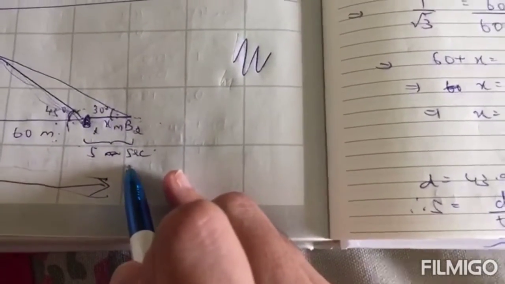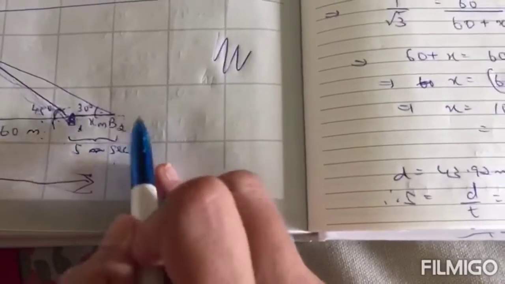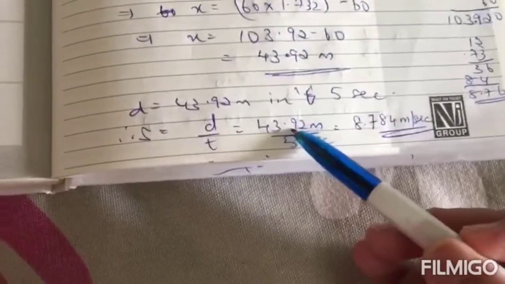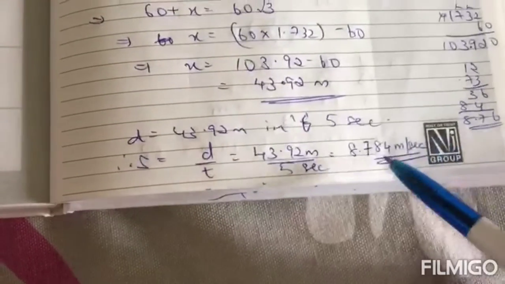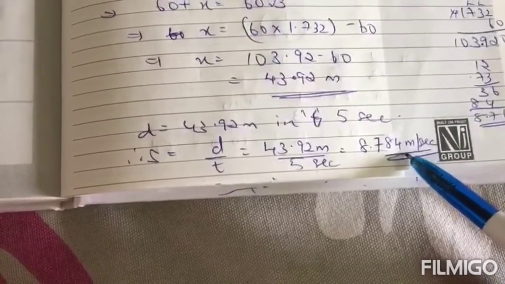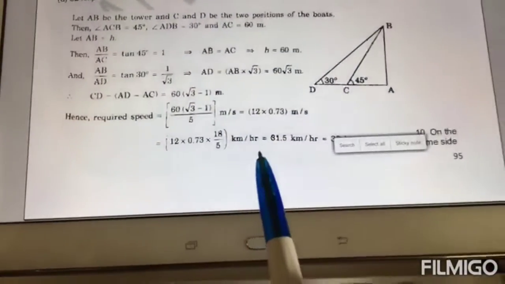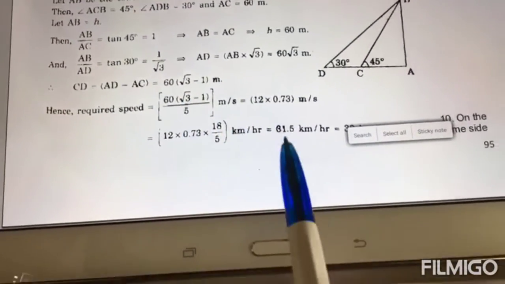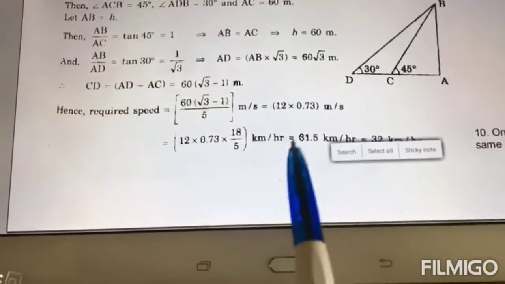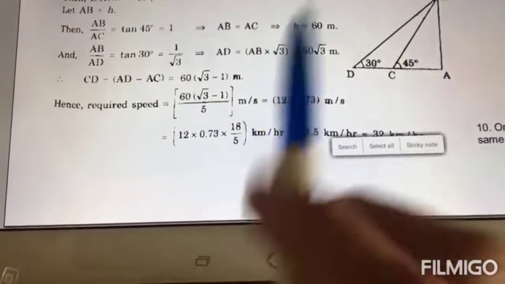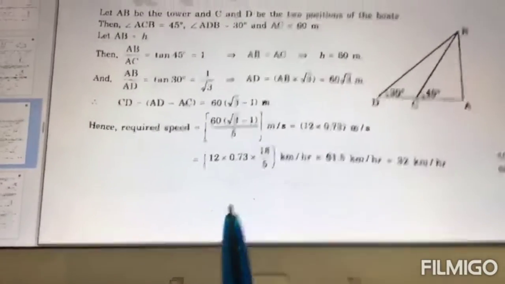So what is the speed of the boat? It is distance divided by time. You remember the formula? So it will be 43.92 meters divided by 5 seconds, which is 8.784 meters per second. That is the speed. They have converted it into kilometers per hour. It is the same thing, and you'll get the same answer. There is a slight rounding difference, but the answer is the same.